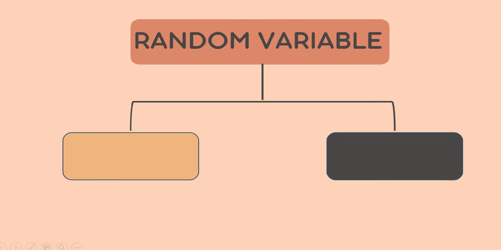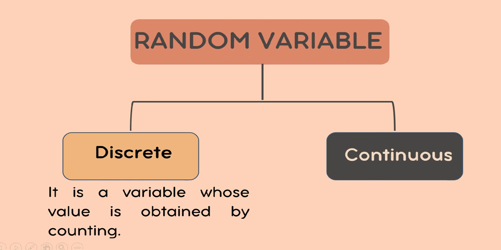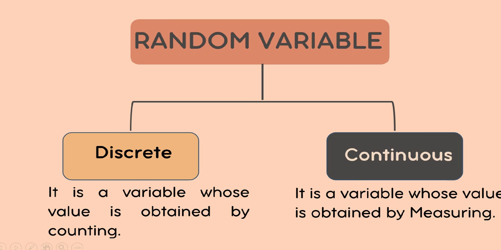A random variable can be classified as discrete and continuous. A discrete random variable is a random variable whose values are obtained by counting. Take note of the counting. And a random variable can also be continuous if the values can be obtained by measuring. A discrete is counting and a continuous is measuring.